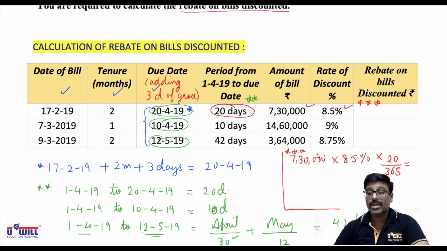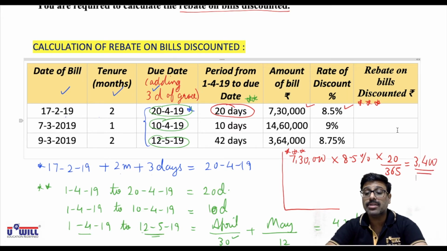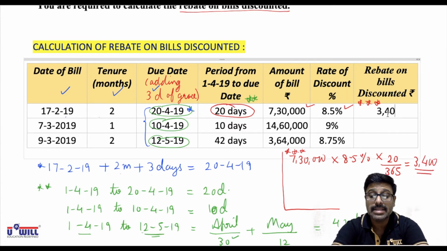Check it everyone in the calculator. 7,30,000 into 8.5% into 20 by 365. Do you all get 3,400? Okay, so write down 3,400 is the rebate on bills discounted. This is how we calculate it.